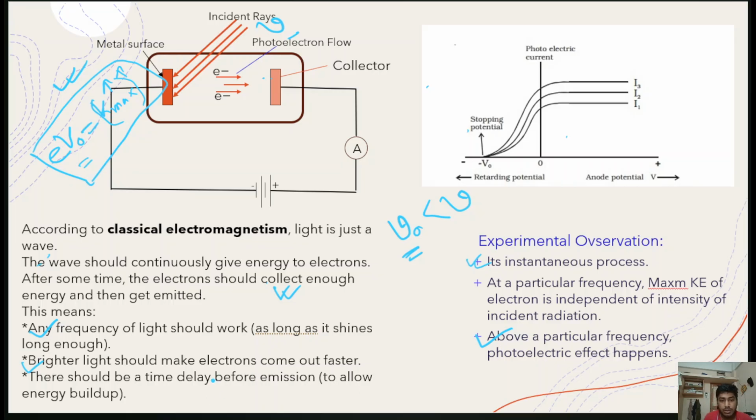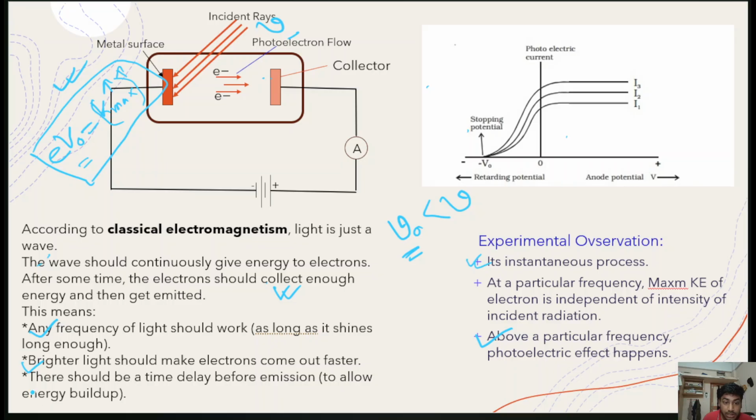So this means that at a particular frequency, the maximum kinetic energy of electron is independent of intensity of incident radiation. We have seen that if intensity is changing but the stopping potential does not change, the maximum kinetic energy of the electron will not be changed when the intensity of light is changing. So it is independent of intensity of radiation.